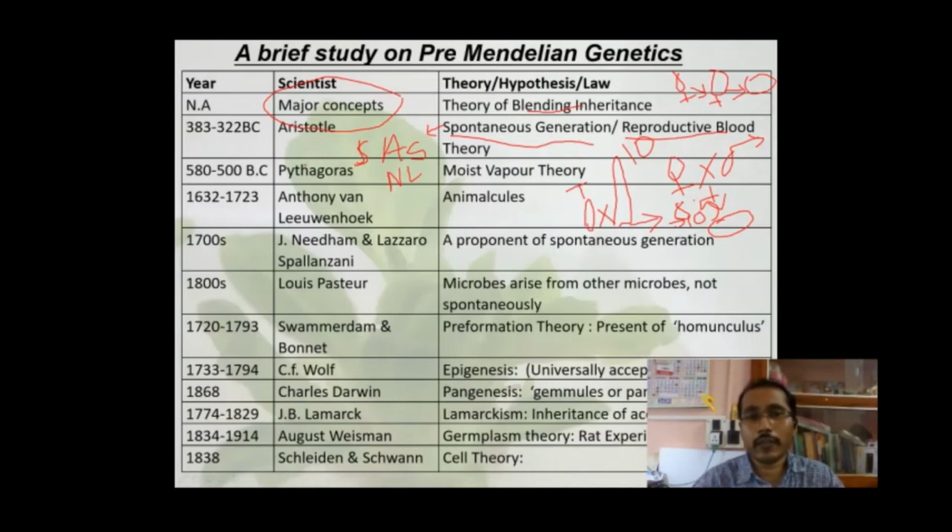Later on, Pythagoras is also important. He is also famous for mathematics, as you know. He gave the Moss repertory. What did he say?